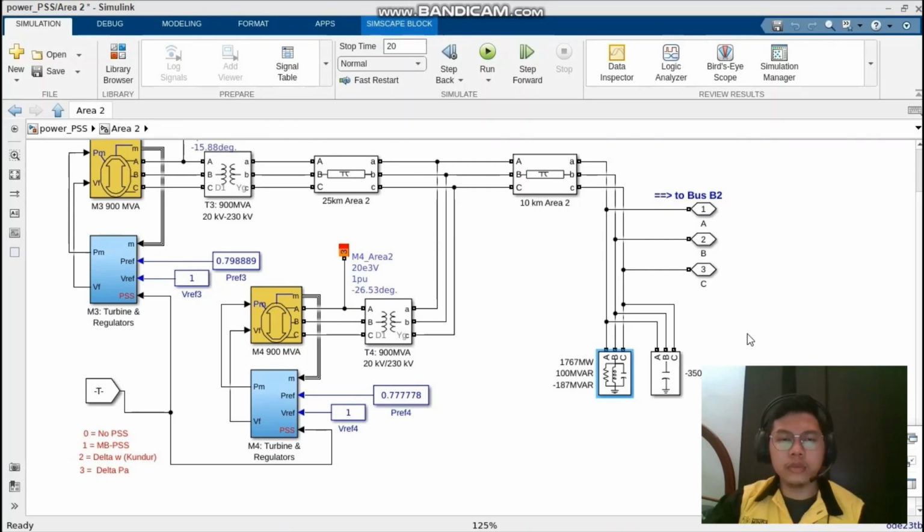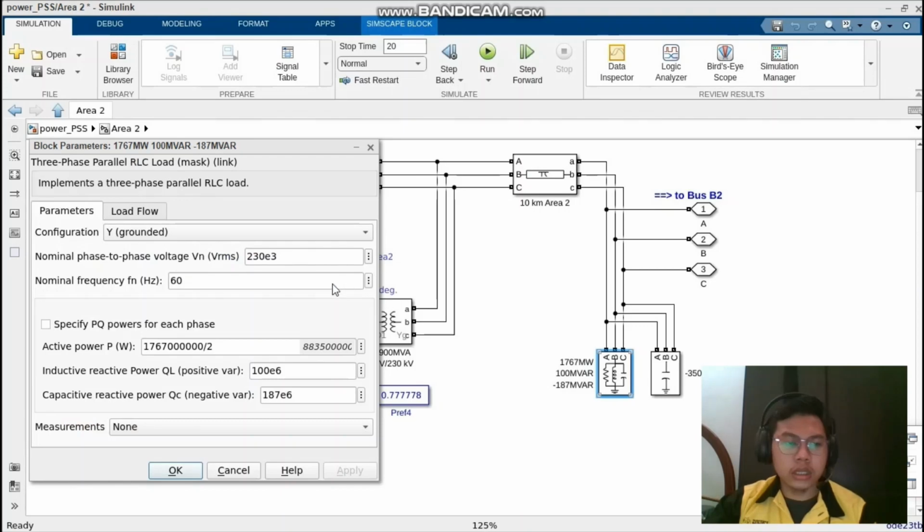Hello and Assalamualaikum. I am Muhammad Nur Fazali bin Adnan and my matrix number is AE190060. Now I will explain about the simulation for disturbance 4, which is the sudden large decrement of load at bus 9. As you can see in the simulation, this is bus 9 with 1767 megawatt. So the decrease is 50%, which is divided by 2.